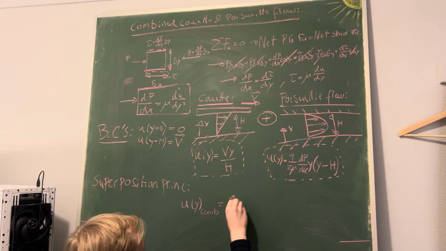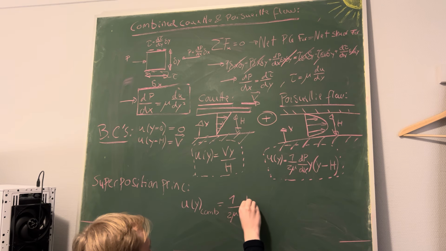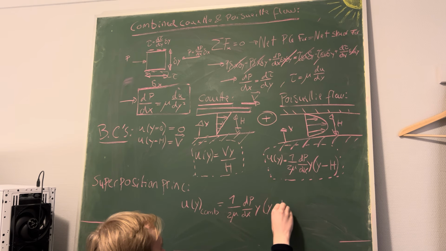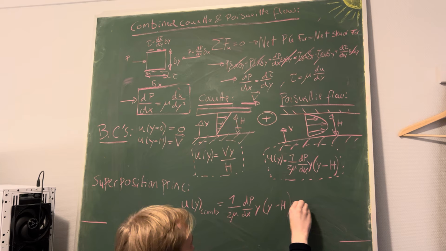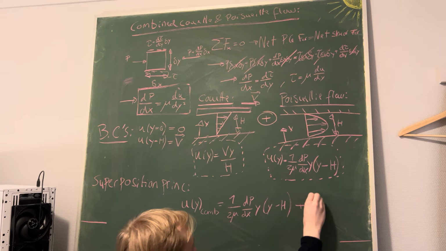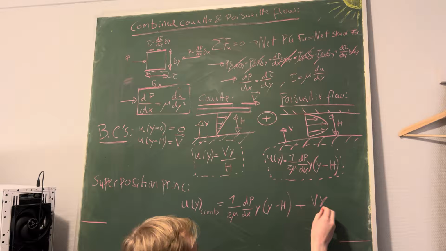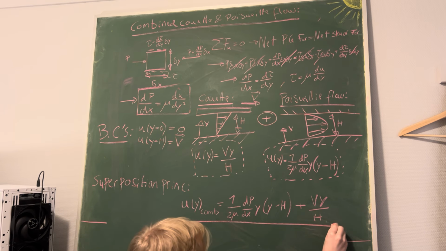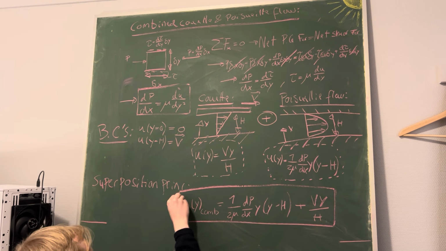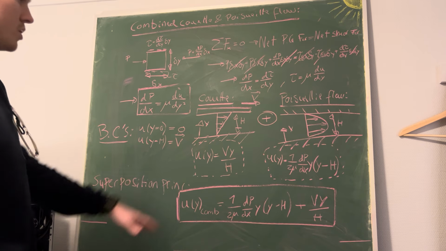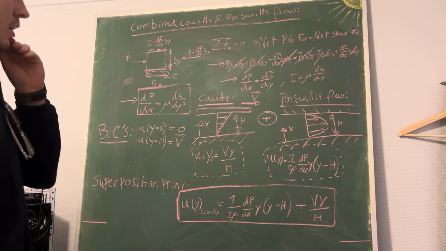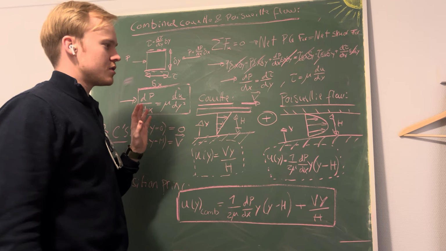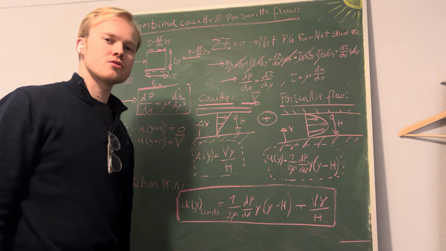So then we have 1 over 2 mu dp dx y minus h, like this, plus our Couette solution, which was v times y over h. So this is our solution for the combined velocity profile. And what is the point of this, you may ask? Well, it is to get a better understanding of how the pressure gradient works.